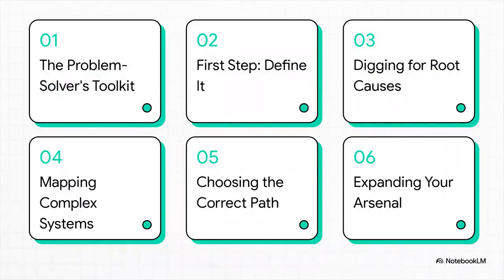So, here's what we've got on the workbench today. First, we're going to get the philosophy behind the whole toolkit. Then we'll look at the tools you need to really define the problem. After that, we'll grab our shovels and dig for those pesky root causes, map out some really complex systems, and figure out how to choose the right path forward. And finally, we'll take a quick peek at what else you can add to your arsenal. Let's get right into it.